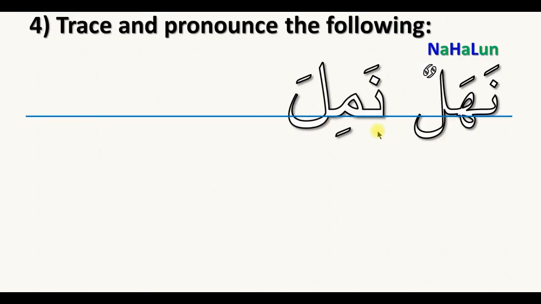Here also N is at the beginning of the word. N, M, L, dot, vowels. N-A na, M-I me, L-A la, namila.